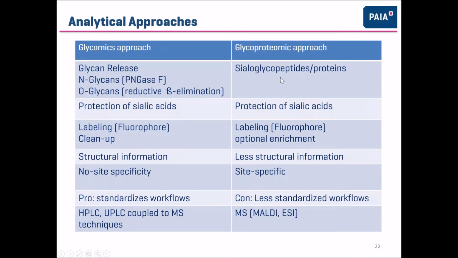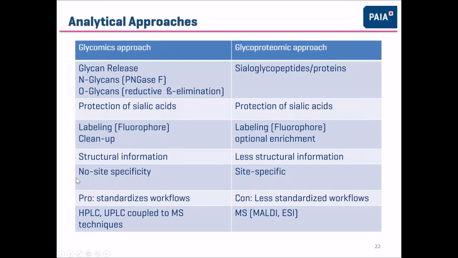The glycoproteomic approach works either on entire sialoglycoproteins or on peptides, and both approaches are really complicated, especially if you want to preserve the sialic acids, because they are rather sensitive towards the next steps which are following, which are usually the labeling with fluorophore and cleanup, etc. So it's important not to lose the sialic acid, and that applies for both of these approaches.